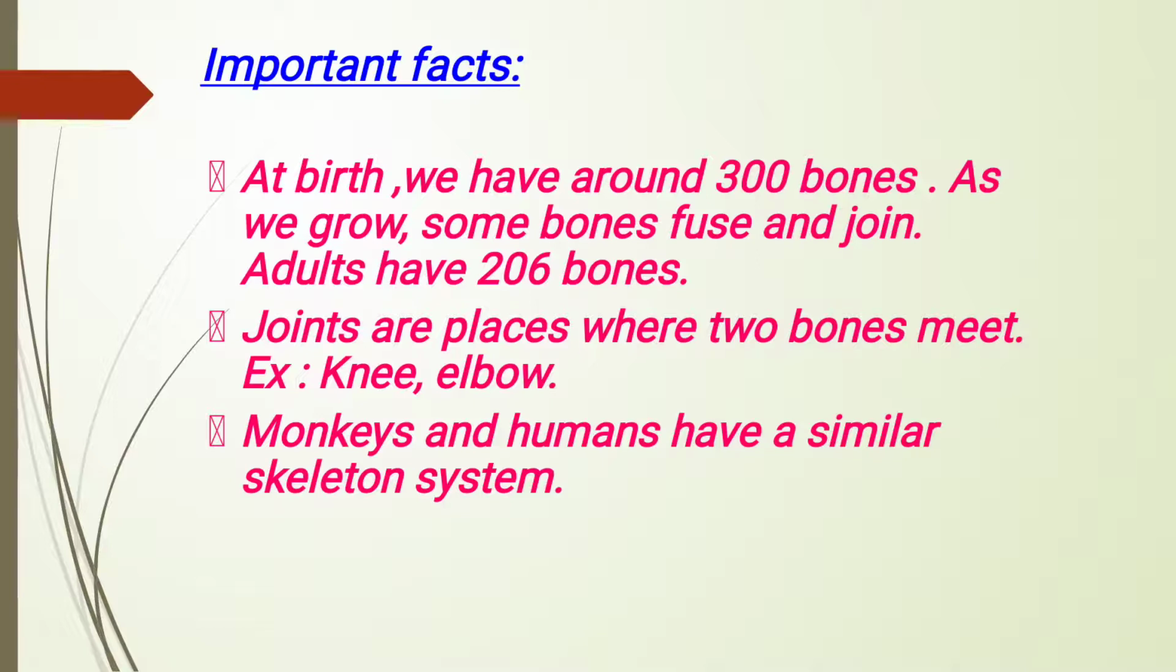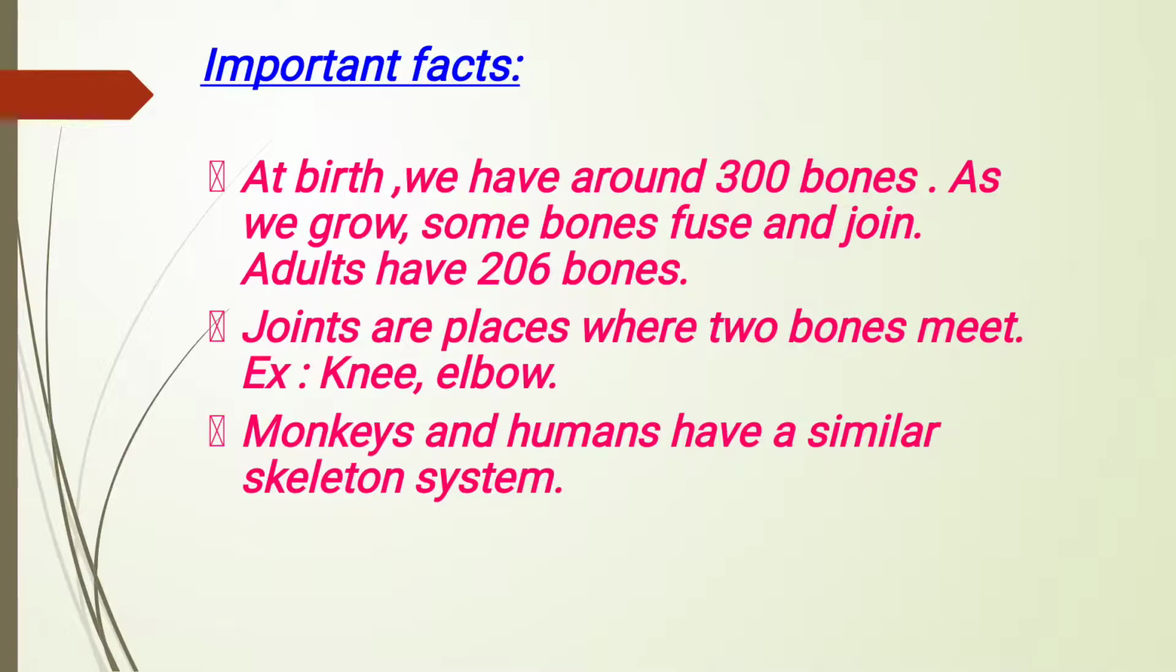Let's understand some important facts. At birth, we have around 300 bones. As we grow, some bones fuse and join. Adults have how many bones? 206 bones. Joints are places where two bones meet. What is the place where two bones meet called? Joints. For example, when you touch your knee or your elbow, can you see two bones joining? That is called a joint.